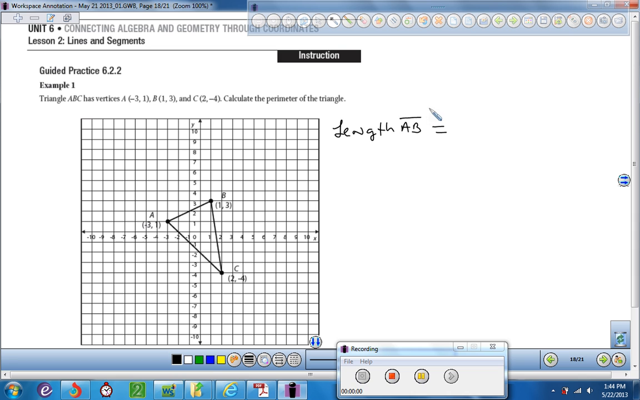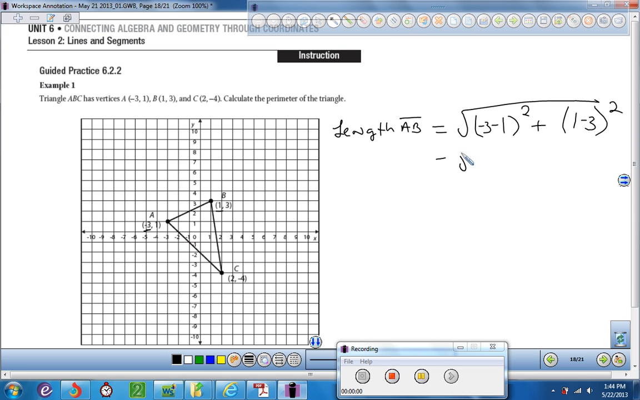Now remember our distance formula. We take the change in x, square it, take the change in y, square it, add them together, and then take the square root. So I'm going to take negative 3 minus 1. So negative 3, 1, then 1, 3.